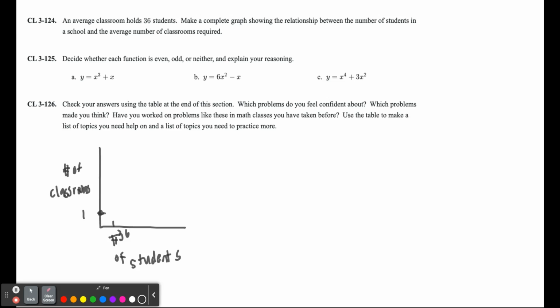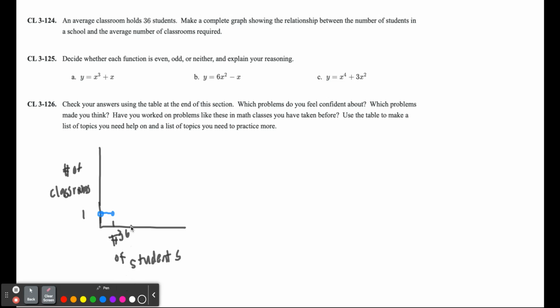If you had two students, that would be one classroom. Three students, one classroom, all the way to 36, right? But let me fix that. But if you had 0 students, let me use a different color. So if you have 0 students, you wouldn't need any classrooms. But if you had 1 or all the way up to 36, you just need one classroom.